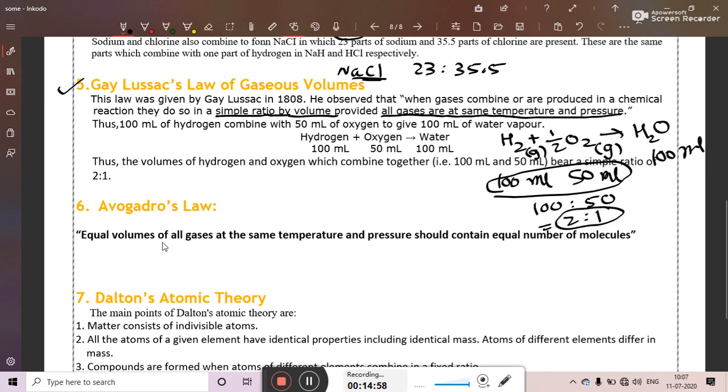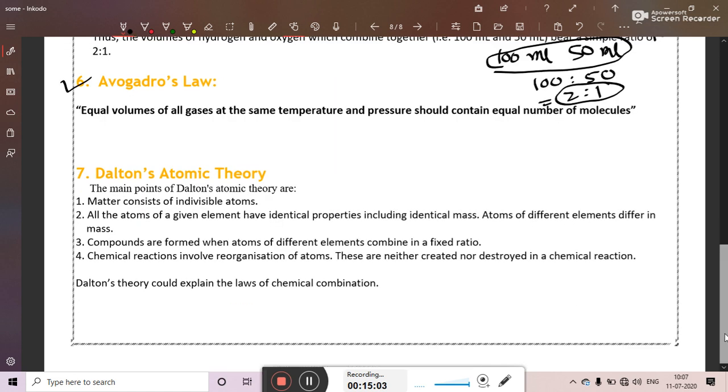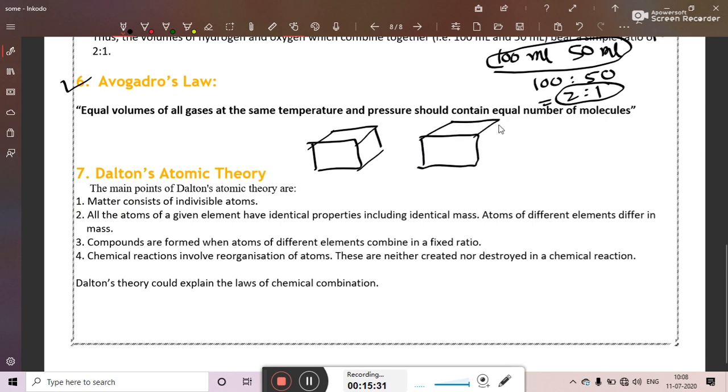Now the next law is Avogadro's law. Avogadro's law states that equal volumes of all gases at the same temperature and pressure should contain an equal number of molecules. Okay. Now, what is the meaning of this law? Suppose I am having two vessels, and both the vessels have the same volume, and both the vessels are kept at the same temperature and pressure.